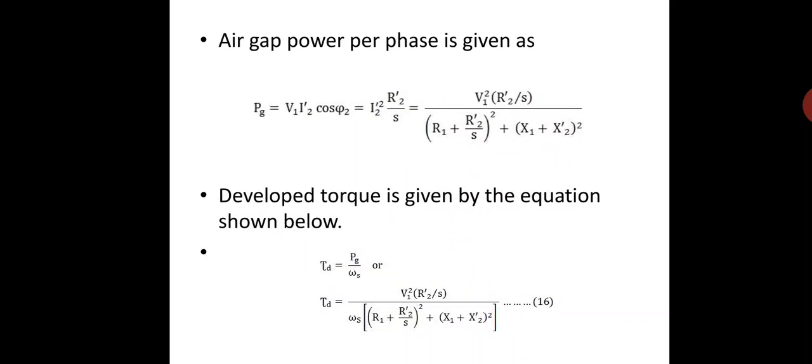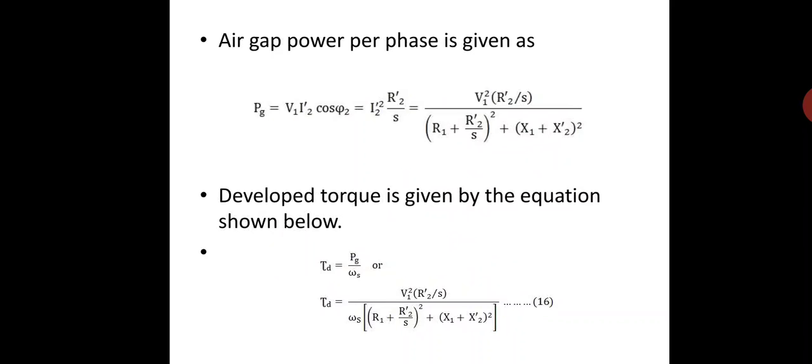So now we can calculate the air gap power. It's a very important factor. In an induction machine, the rotor and stator are separated by a small air gap. So we can calculate the air gap power PG equal to V1 into I2' cos φ2. The current flowing through the air gap is I2'. So we can calculate the power V1 I2' cos φ2. So now substitute the I2' value, we can get the expression. It will be like that.